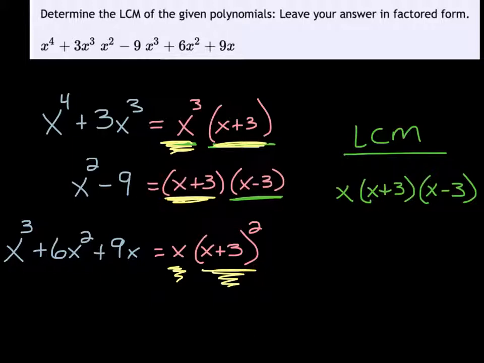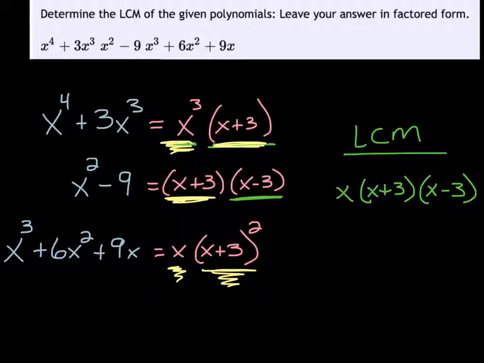The second step then is to identify, okay, for each of these unique factors, again x, and then x plus 3 and x minus 3, what is the greatest representation, or the most number of times it shows up in one of these single factorizations? And you just go through each of these factors individually.